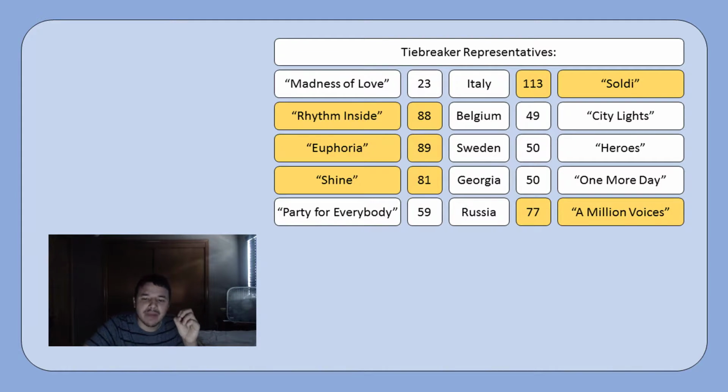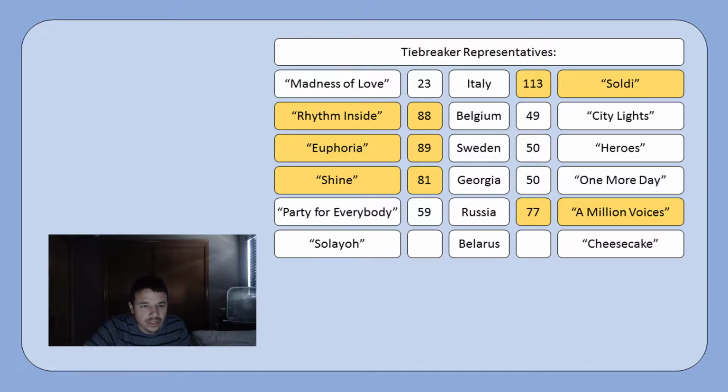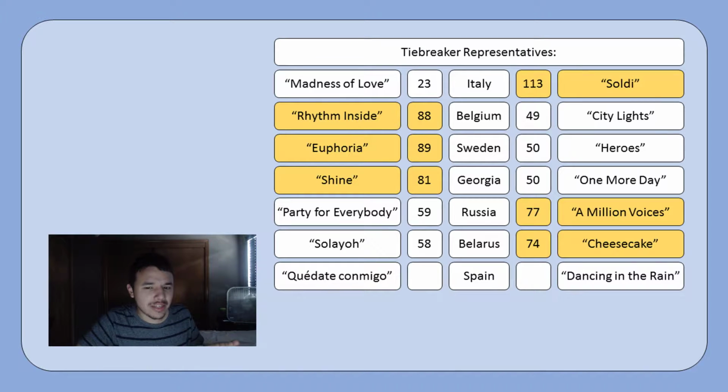Next up we have Belarus, and their song Soleo versus their song Cheesecake. The votes are 74 to 58 in favor of Cheesecake. Leaving us with the final result. The margin for Spain was less than 4%.